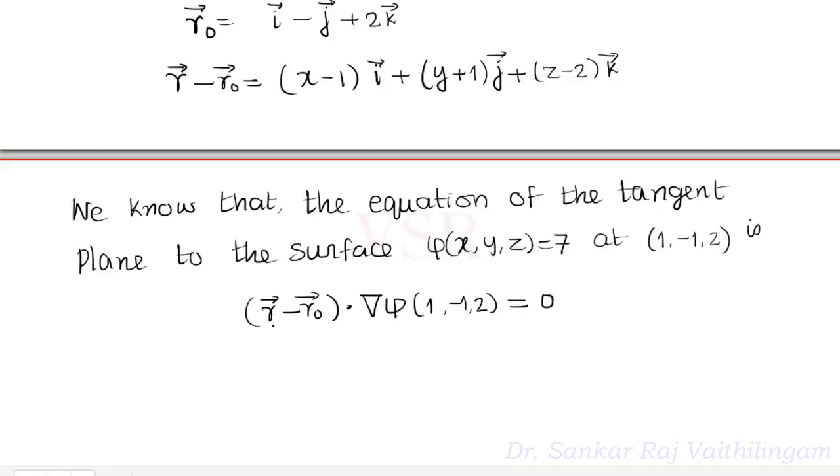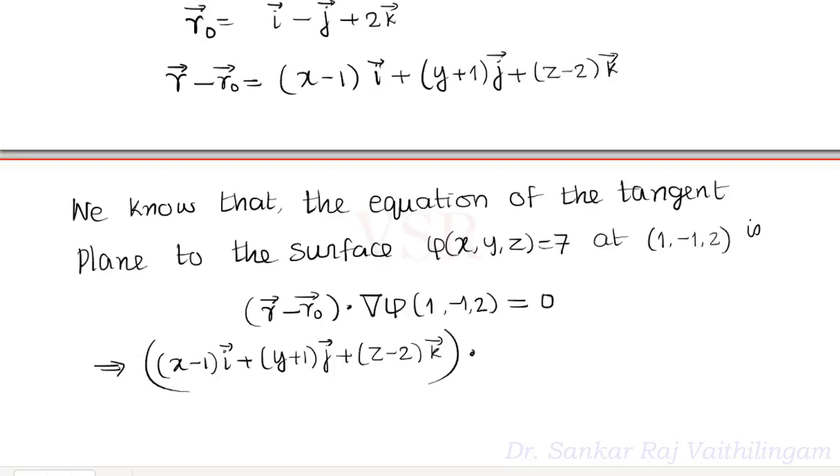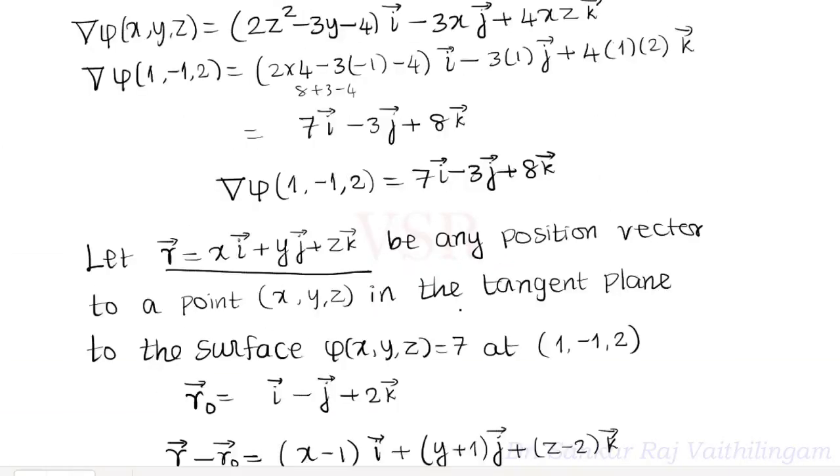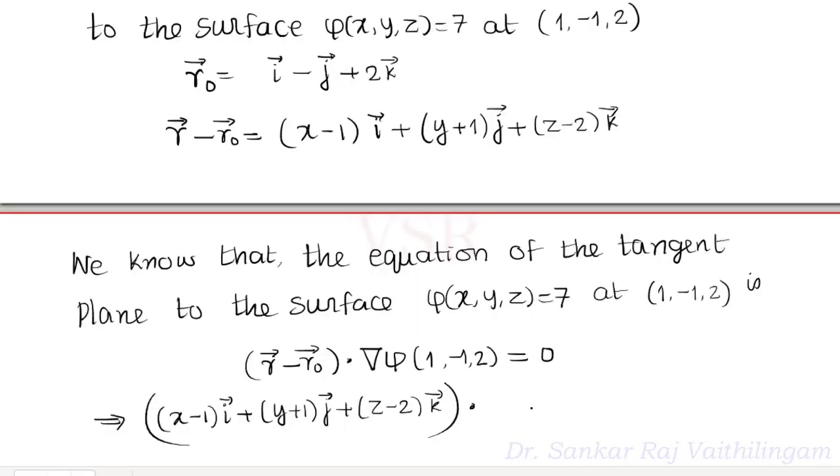சரி, நான் r minus r naught பதிலா இது போடலாமா? So this implies that what we are having, this is x minus 1 into I vector plus y plus 1 into j vector, okay, plus z minus 2 into k vector. These dot product with del phi, calculate 7i minus 3j plus 8k, which must be equal to 0.